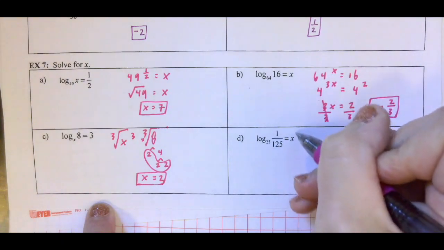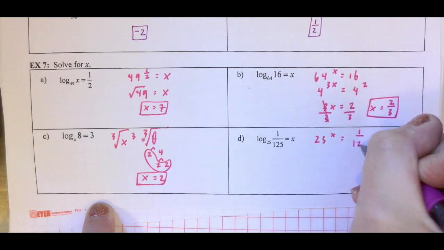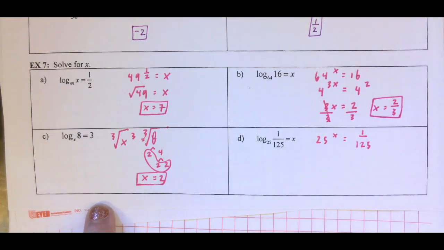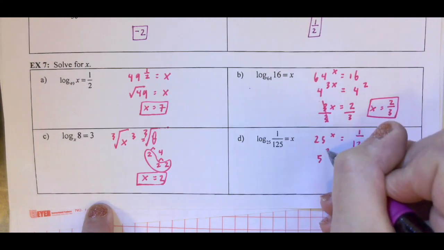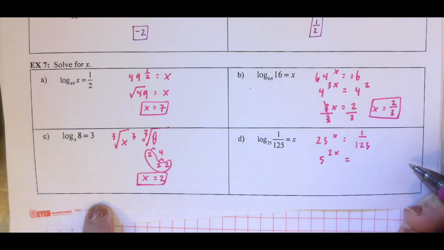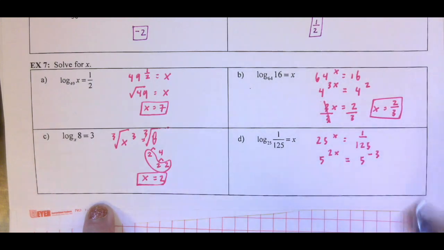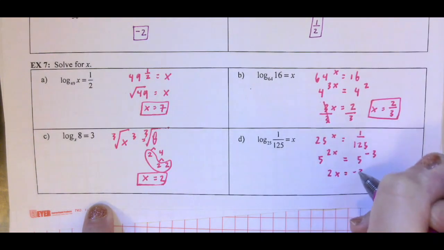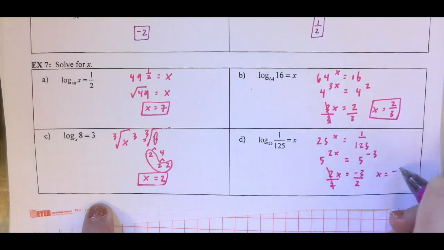Okay, last one. So 25 to the x power equals 1 over 125. All right, so same thing. I'm going to want to make them powers of the same number. I need the same base. So 25 is 5 squared, so 5 to the 2x. 1 over 125, well, I know that 125 is 5 cubed, so this would be 5 to the negative third power. Bases match, exponents match. So 2x equals negative 3. Divide out 2, and we get that x is negative 3 over 2.